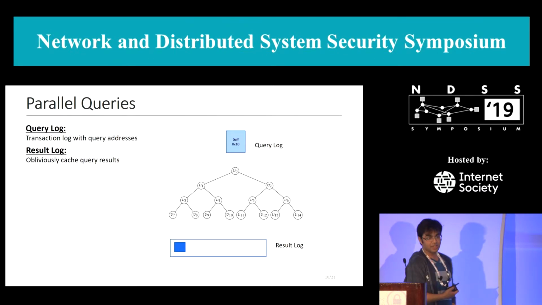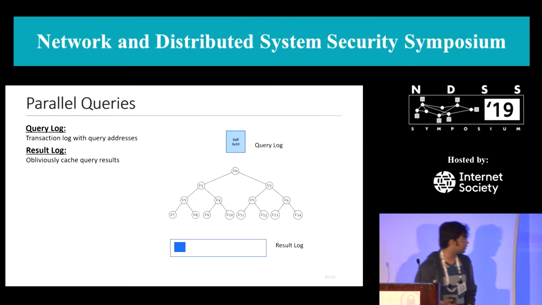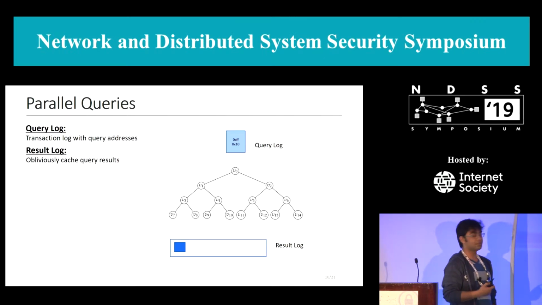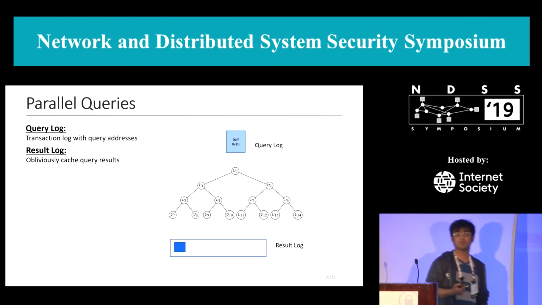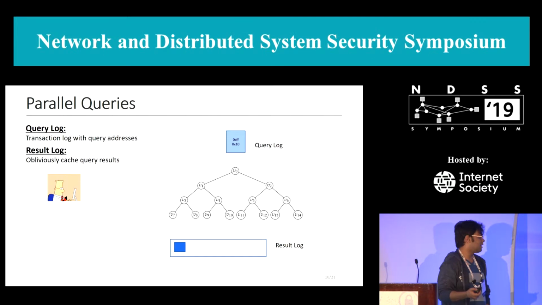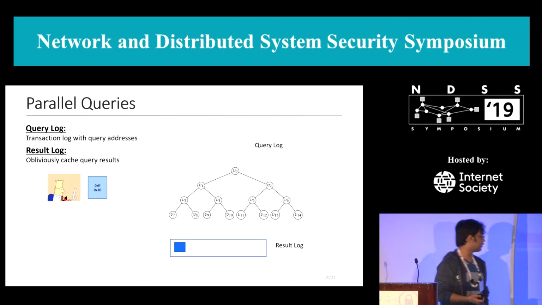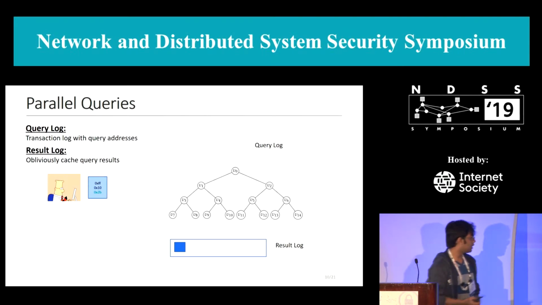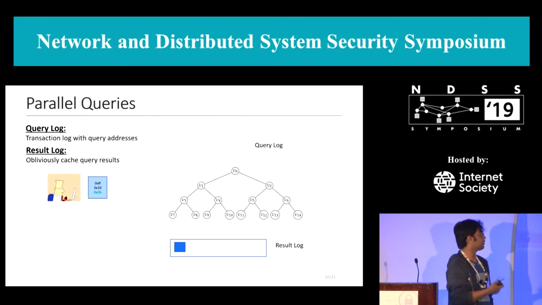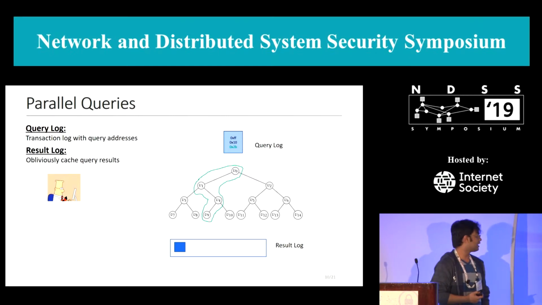In addition to the server-side tree, you store a query log, which is simply a transaction log with all the ongoing query addresses, and a result log, which simply obliviously caches query results before they can be put back on the tree. Now, the way an access works, let's say a client wants to access a particular item from the tree. He first downloads the query log, checks if there is already an access for the same block. If not, the client appends the block address to this query log and writes back the query log. Then the client proceeds with the query, reading the path from the tree, and then once the result has been obtained, the client writes the result back to the result log.